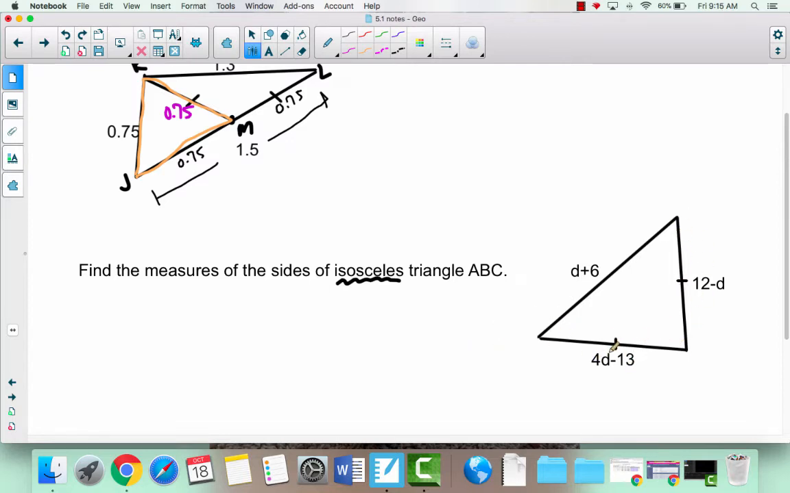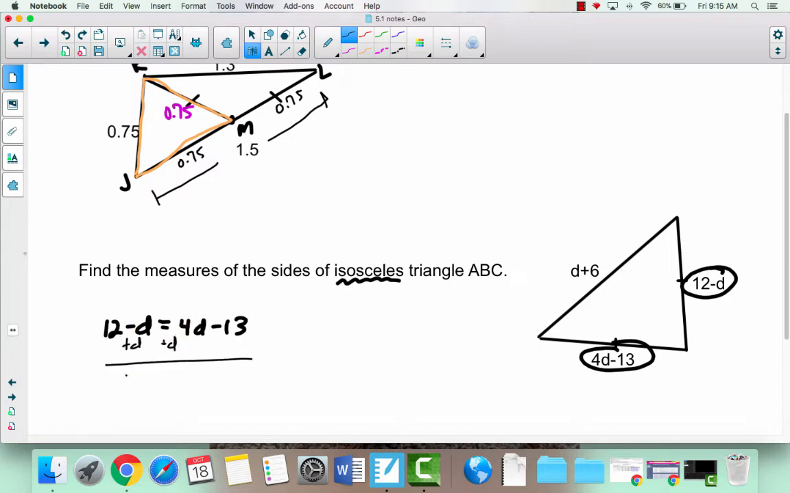So we know, because they have the dashes, that 12 minus D and 4D minus 13 are going to have to be equal to each other. So that would be where I would go ahead and start off this equation, and I would solve for D. So I'm going to add D over to the other side, and I get 12 equals 5D minus 13, then add 13 over, we get 25 equals 5D, so D is equal to 5. But remember, it said find the measures of the sides.